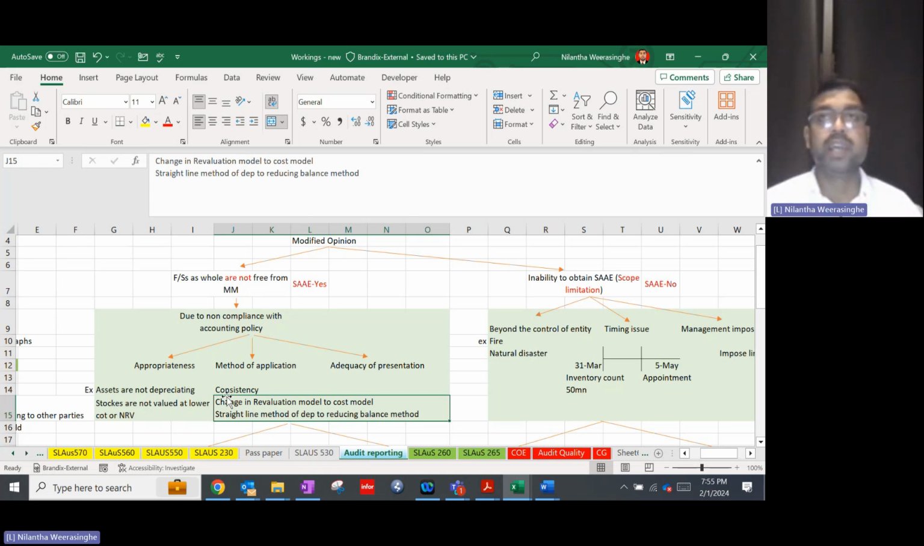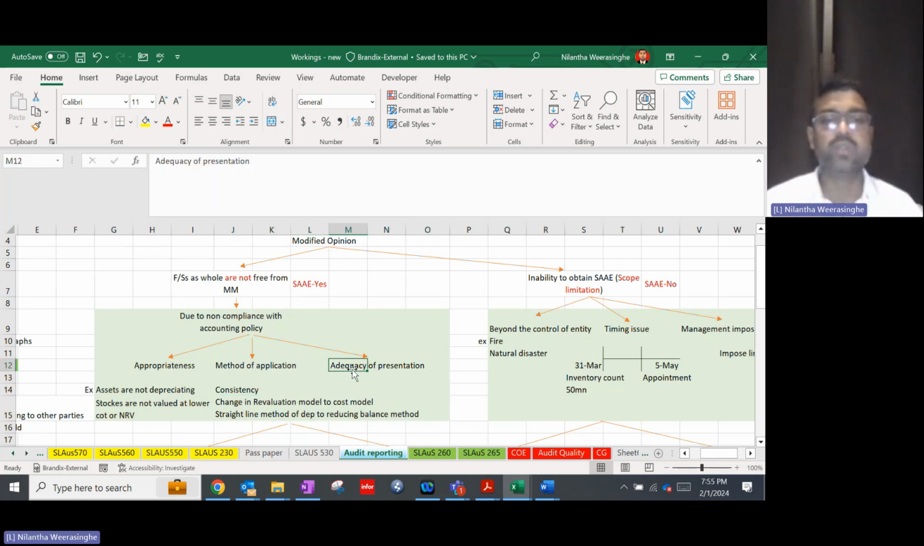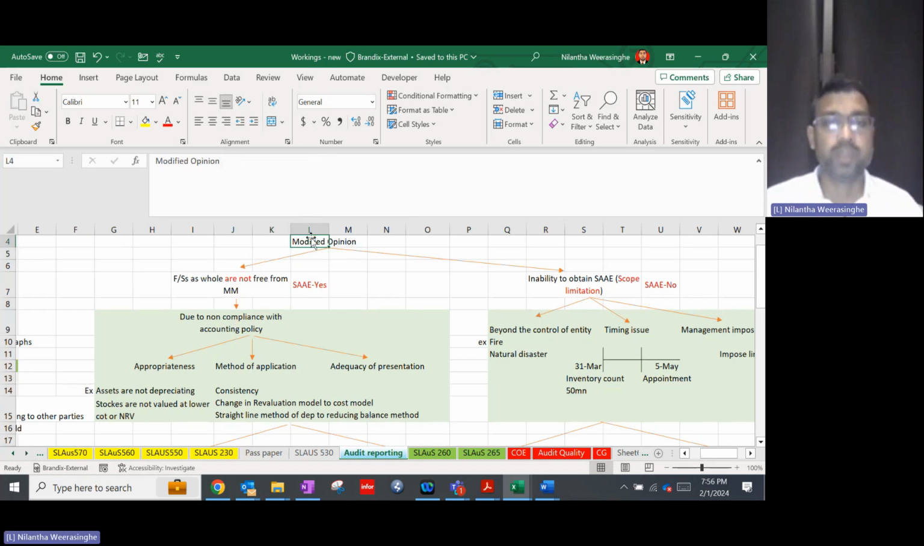One year you compare NRV and cost and select the lowest, other years always cost. No consistency. The method of application is wrong. Third one, your notes are not adequate. The presentation is not good. Because of these three reasons, your financial statements are not in line with your accounting policy. When your financial statements are not in line with accounting policy, what do you have to do? You have to modify your audit opinion, which is called financial statements not free from material misstatements.